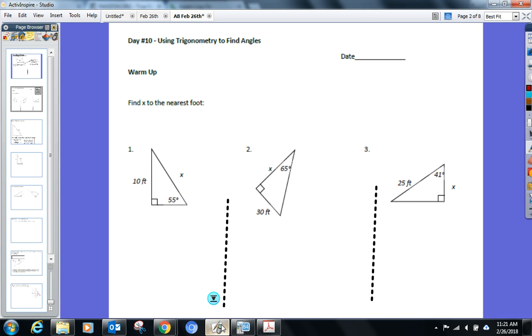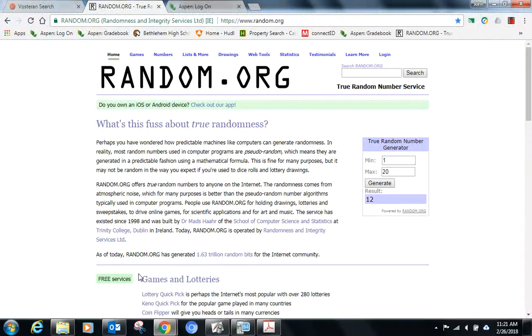All I want to know, which ratio did you use? What's your final answer, rounded to the nearest foot? All right, what ratio did you use and what's your final answer? All I'm concerned about right now.